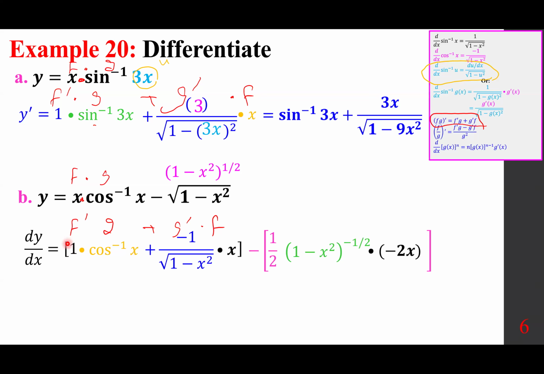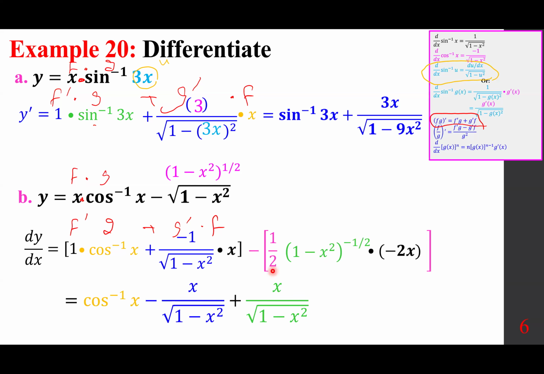So this one is just cosine inverse. This one is minus x over the square root of 1 minus x squared. This one is plus x over 1 minus x squared.